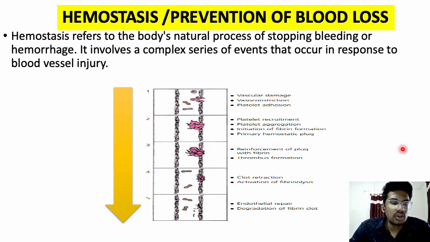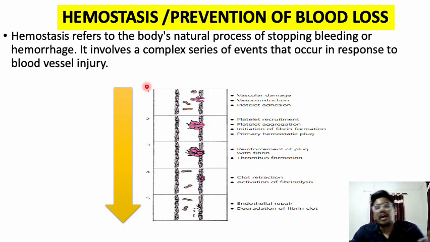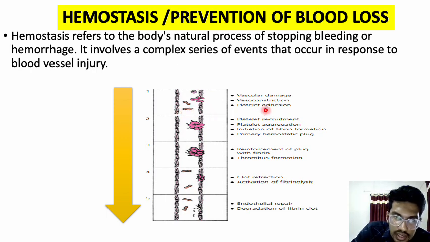It involves a complex series of events that occur in response to a blood vessel injury. Here I have depicted 5 steps. This is what is given in your Dukes Physiology textbook. First, when there's a vascular damage, there will be vascular constriction, and the platelets will get adhered to this small opening. Then more platelets will get recruited, and the platelets will form aggregations.